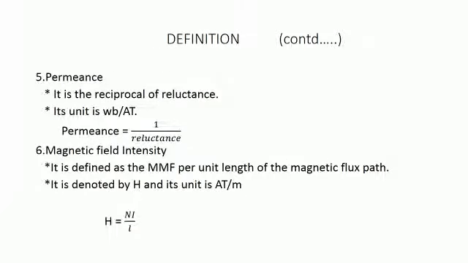The fifth one is the permeance. Permeance is the reciprocal of reluctance. Its unit is Weber per ampere turn. So permeance is equal to 1 by reluctance. Next, magnetic field intensity. It is defined as the mmf per unit length of magnetic flux path. It is denoted by H and its unit is ampere turn per meter. H is equal to N into I by L, that is, mmf divided by length.